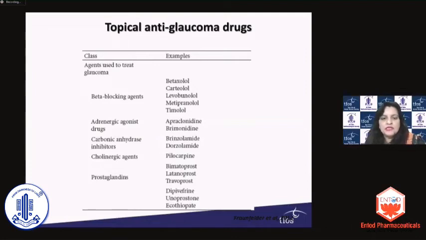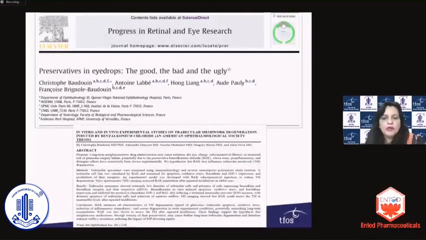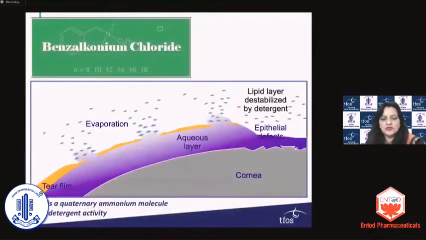Now, the beta blocking agents are most notorious for causing ocular surface disease, and in fact, all of them have an effect on the ocular surface when given for a prolonged period of time. Preservatives are notorious. The most notorious of them is benzalkonium chloride, and that is why more and more drops are coming out now, even the anti-glaucoma medications, which are preservative free.